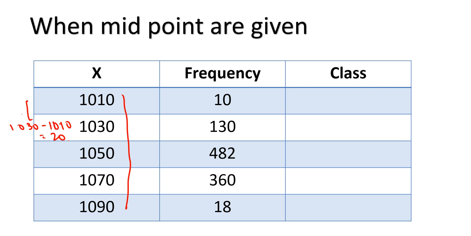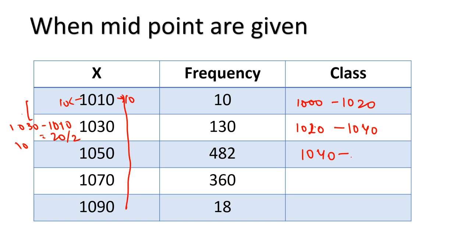So what we will do is we'll simply divide this 20 by 2. That becomes 10. So we'll add 10 here and subtract 10 here. So what our interval becomes? It turns out to be 1000 to 1020. Then again we'll subtract and add 10, 1020 to 1040. Then 1040 to 1060. What we have done is, for this 1010, we've simply subtracted 10 and added 10.